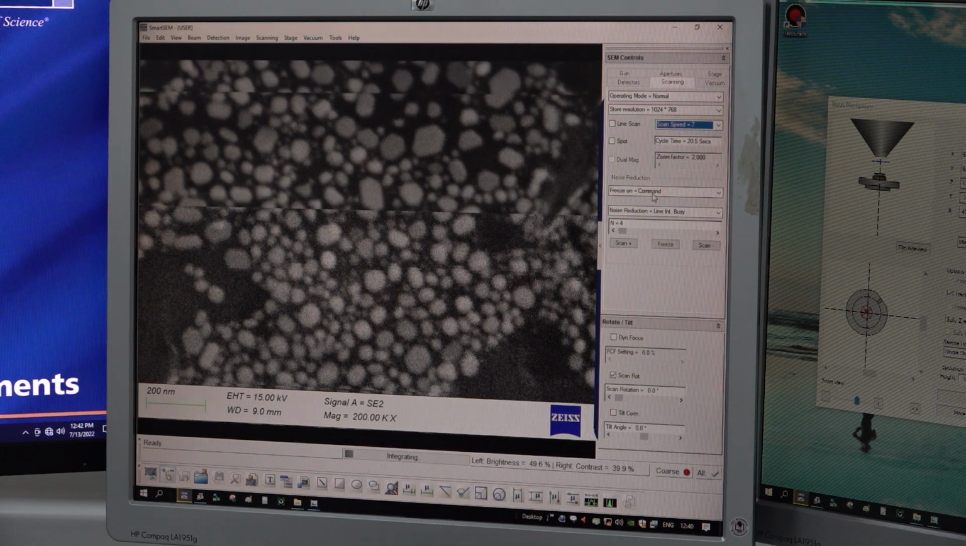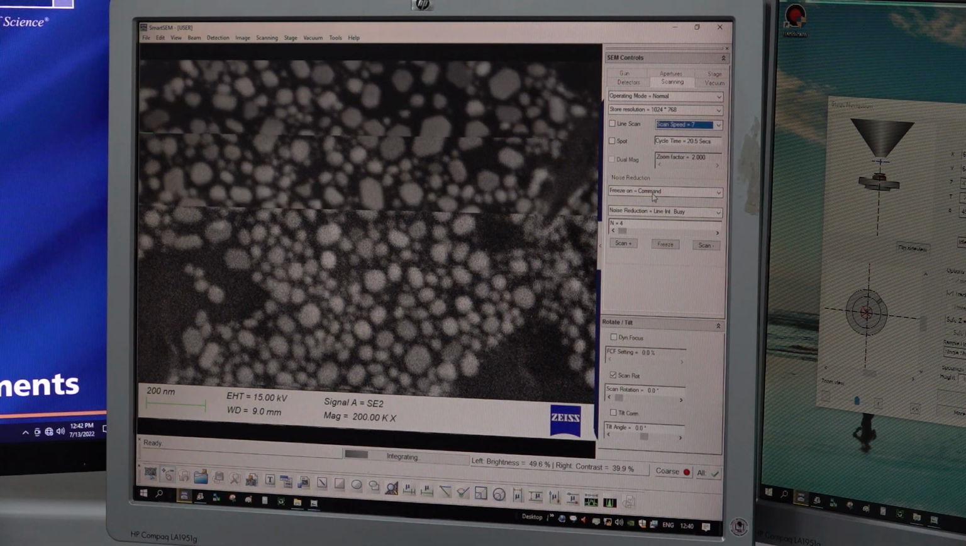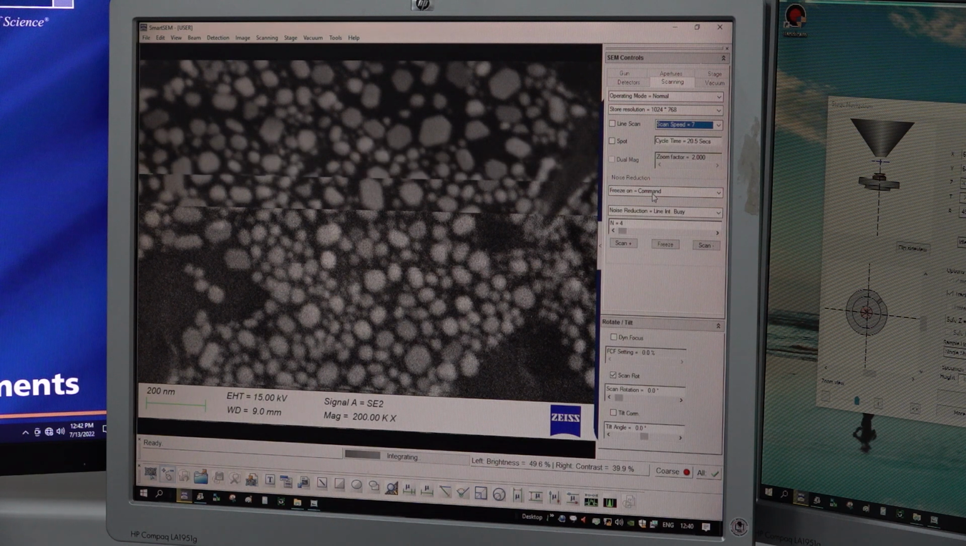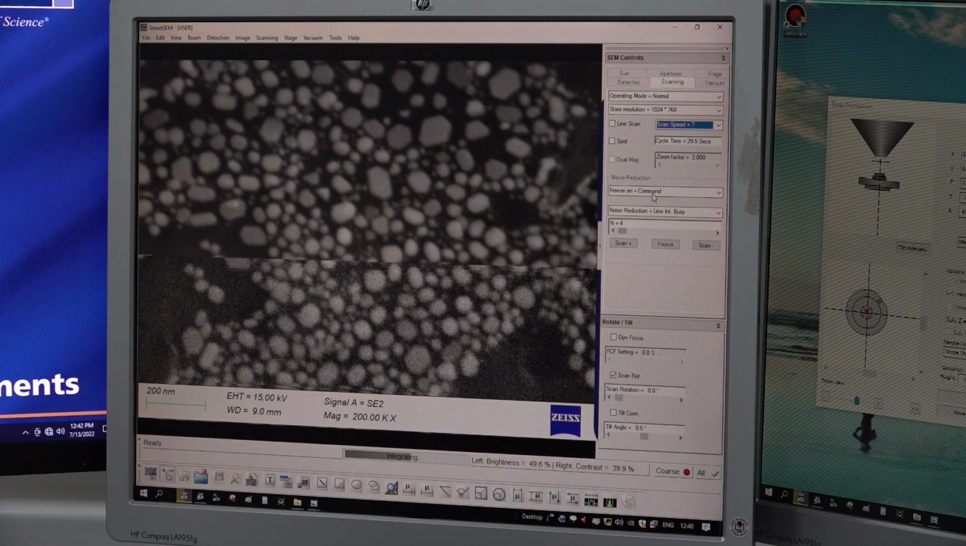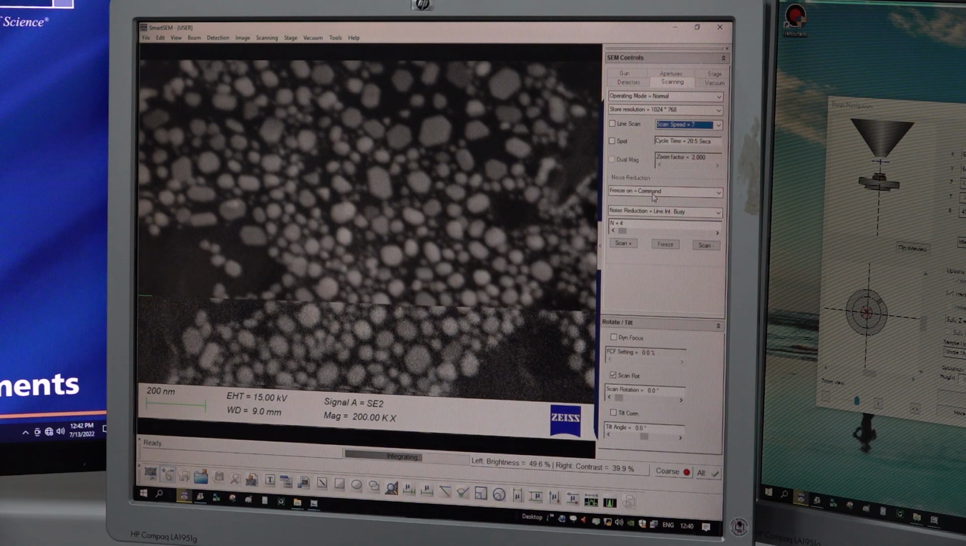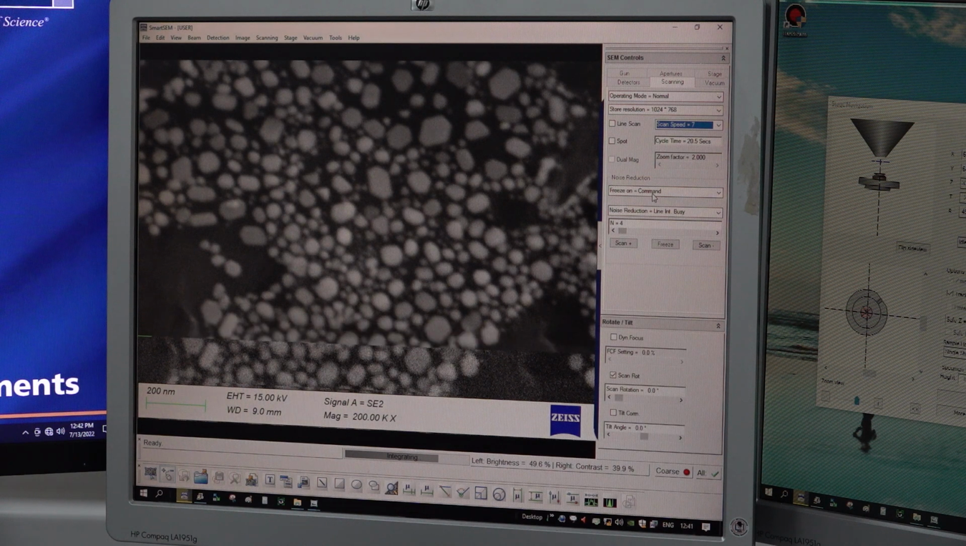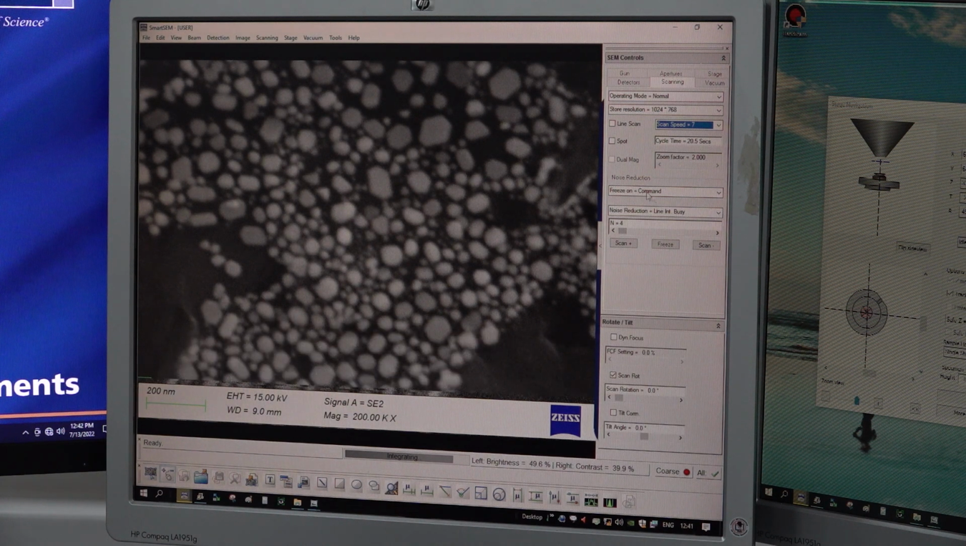Now you have to observe that in lens at higher magnification I have a very good amount of signal, and brightness and contrast were very high. Image quality was very nice. However, in ET detector mode my image quality is not that great because I am at higher magnification and I need better resolution, which means I need a detector which can work at lower working distance, whereas this particular detector works at high working distance.